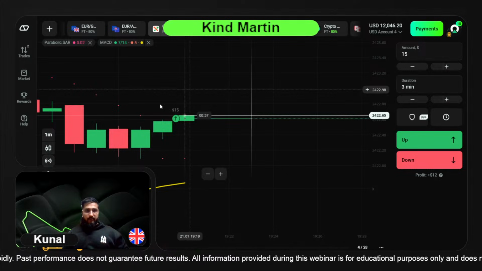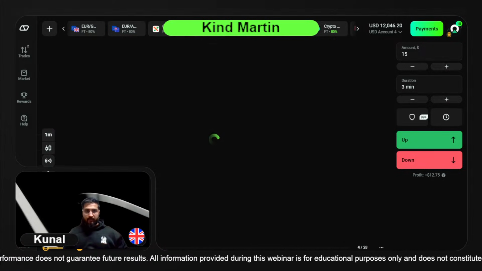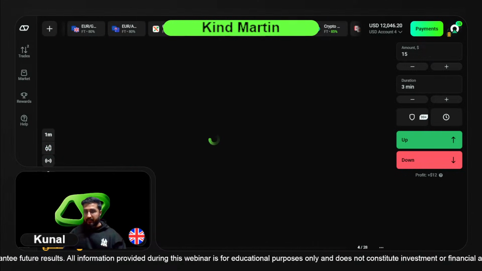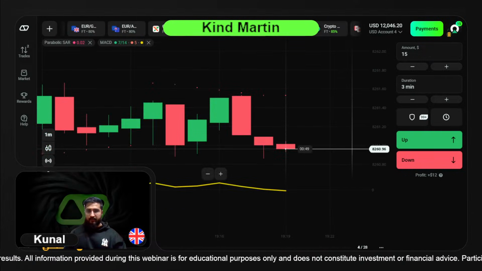Okay, so another trade on cricket composite we have already executed. Let's see how this trade will go, and let me see, no more comments so far.